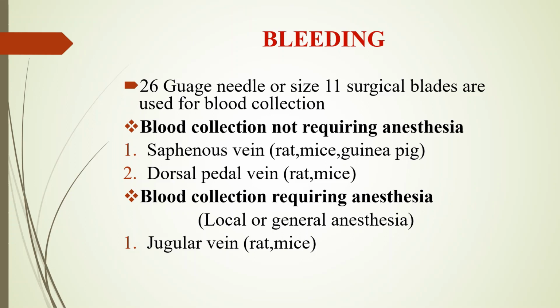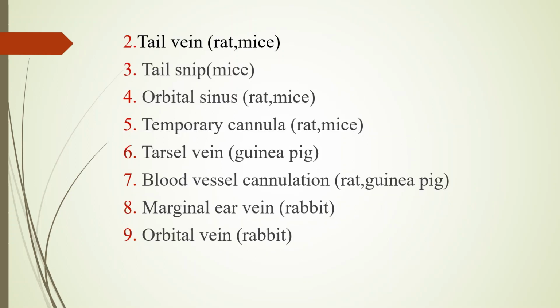Then moving to the next, blood collection requiring anesthesia, which is local or general anesthesia. First one, jugular vein in the case of rat and mice. Second, tail vein, in the case of mice and rat. Then tail snip, in the case of mice. Then orbital sinus, used for rat and mice. Then temporary cannula for rat and mice.